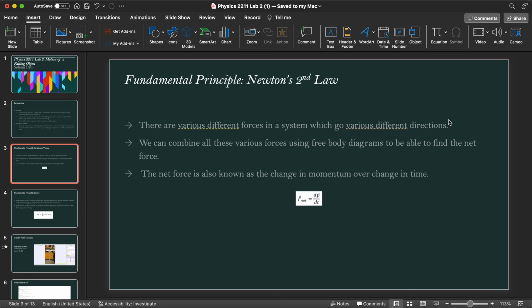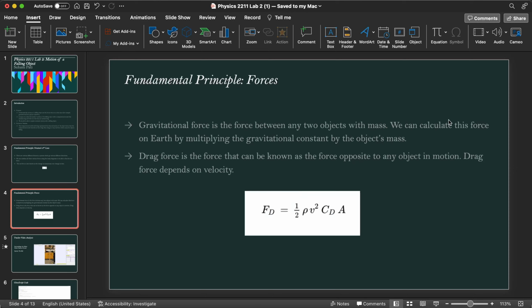The first fundamental principle that we need to know is Newton's second law. So we should know that there are various different forces in a system. We can combine all these various forces using free body diagrams to be able to find the net force. The net force is also known as the change in momentum over change in time.